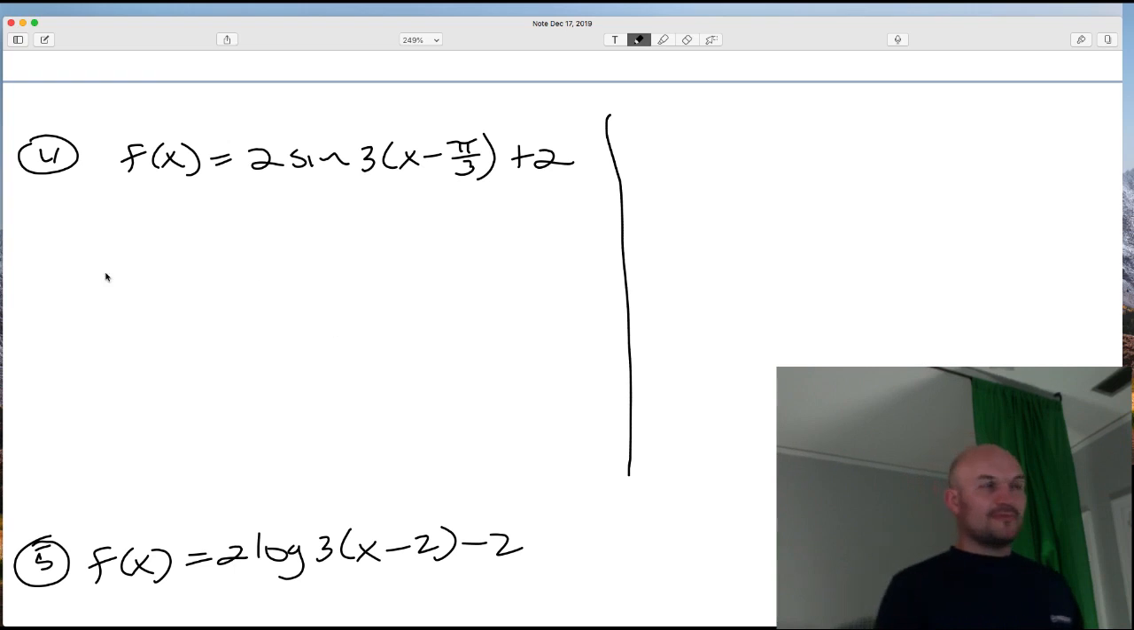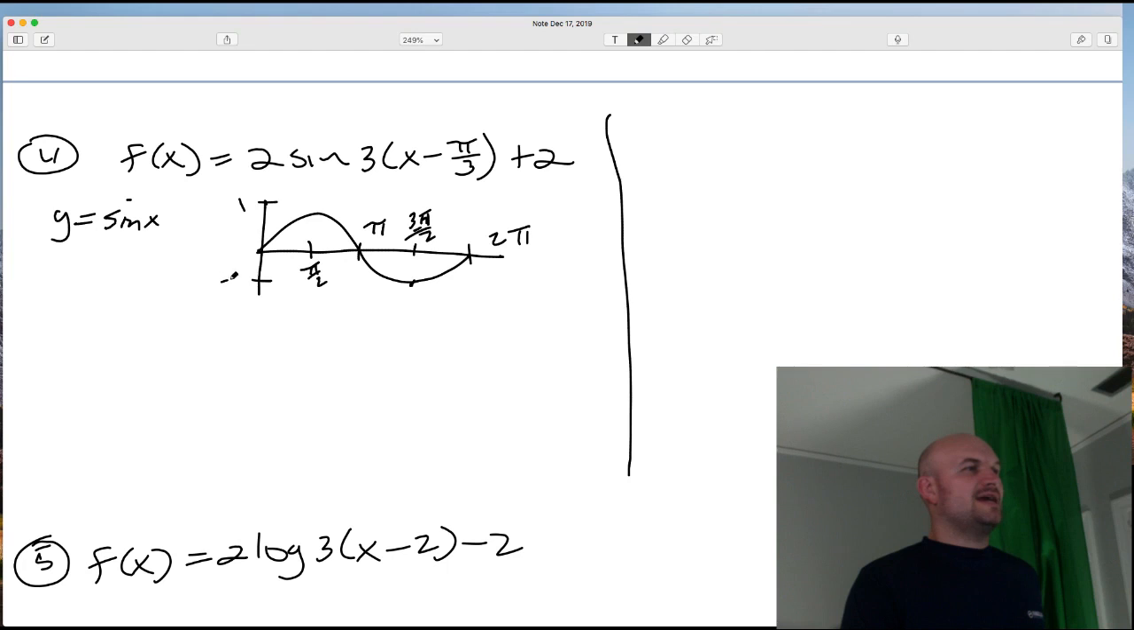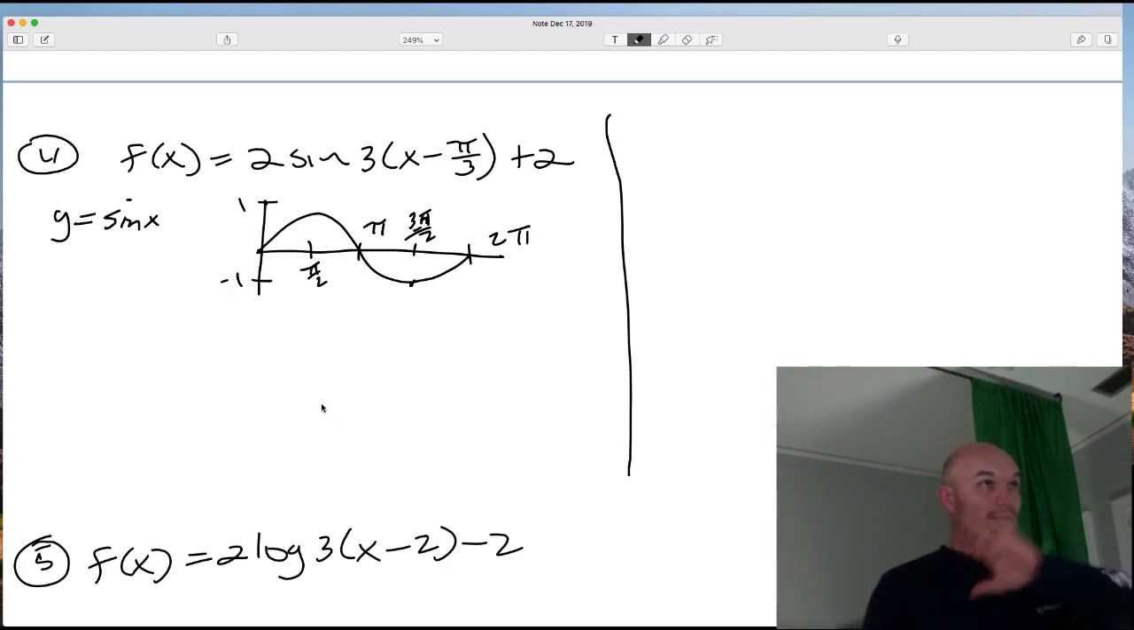The first thing is I expect everybody to know what the sine of x graph looks like, at least what we call the initial period. So that graph is going to look something like that. It goes down to -1, up to +1, completes a period in 2 pi, crosses at pi, has a maximum at pi halves, and a minimum at 3 pi halves. So it goes up to 1 and down to -1. That's what we call the initial period.